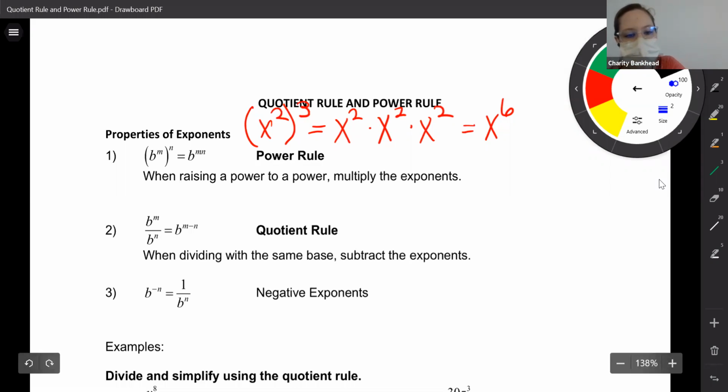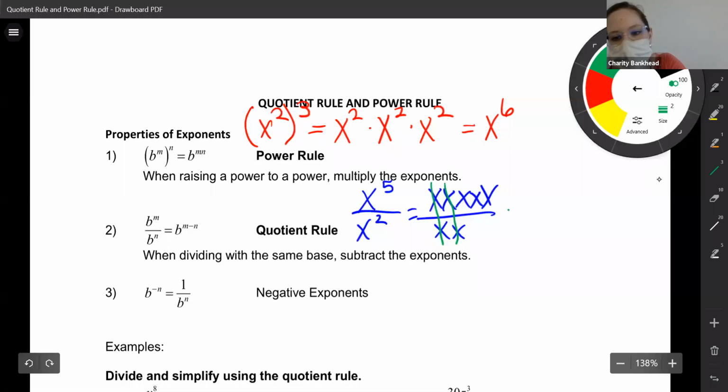All right. So for example, if you had x to the 5th over x squared, you could write that out: 1, 2, 3, 4, 5 on top, 1, 2 on the bottom, and then you could cancel and cancel, and you'd be left with 3 of them. So the shortcut is to just subtract. 5 minus 2 equals 3.